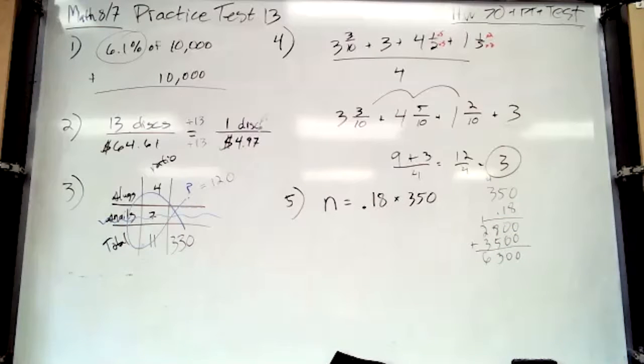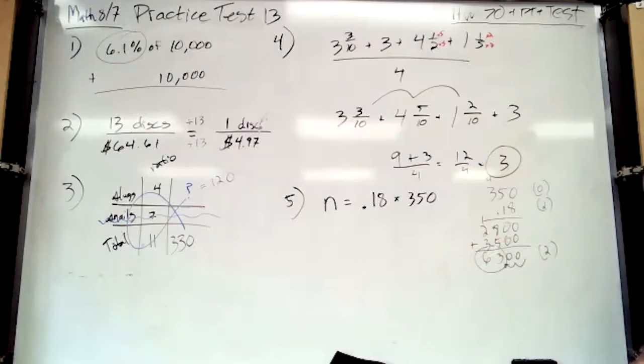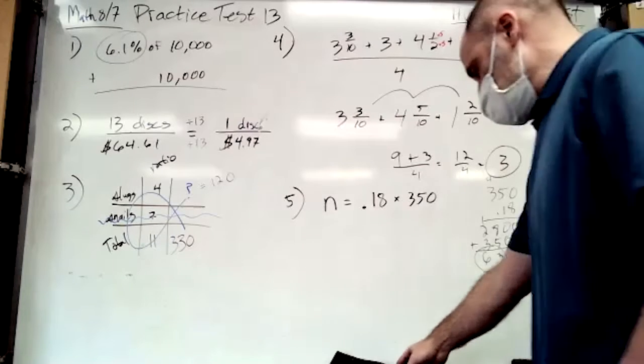Okay, where's the decimal go? Yeah, so add the total number of decimal places, which is just 2. So 63 is 18% of 350, which makes sense. 18% is more than 10%, but less than a quarter, right? 25% is a quarter. So 60 something is less than a quarter of 350. Yeah, that makes sense. Okay, moving on.